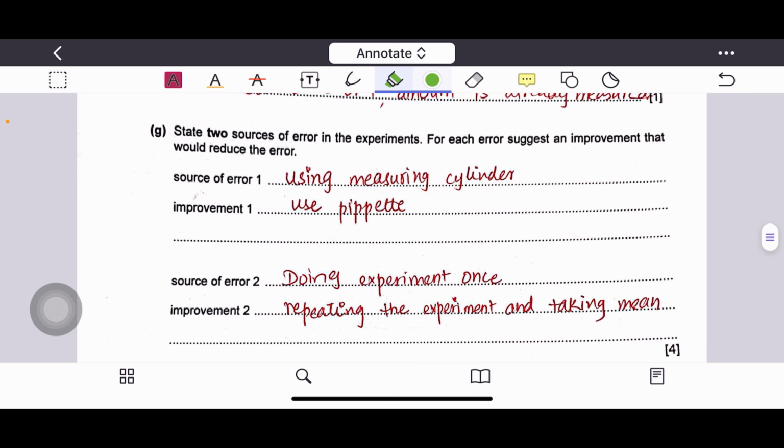This is a common question in paper 6. They usually ask about sources of error and improvements for them. Source of error 1: as we know that they used a measuring cylinder, it is better to use a pipette because it gives a more accurate volume. And second error: the experiment is done only once, so it should be repeated and then the mean or average should be taken.